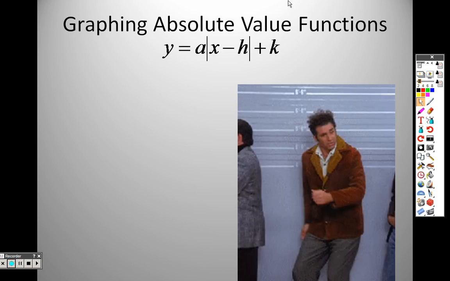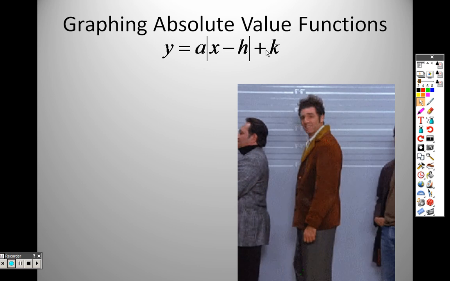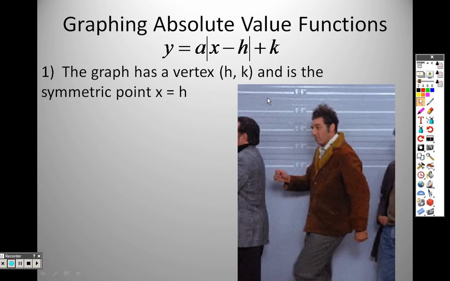Graphing absolute value functions. Basically, here's the formula. You have some constant number on the outside, the absolute value in the middle, and a number hanging out on the outside.